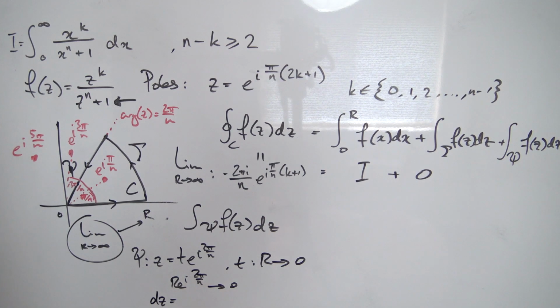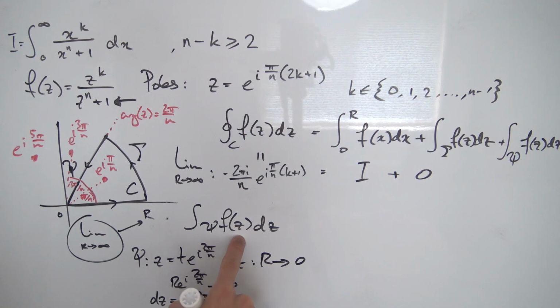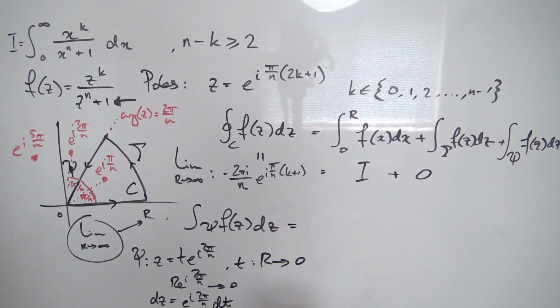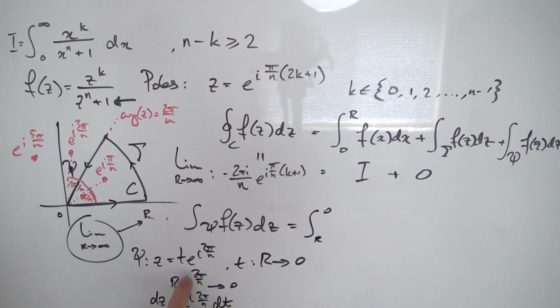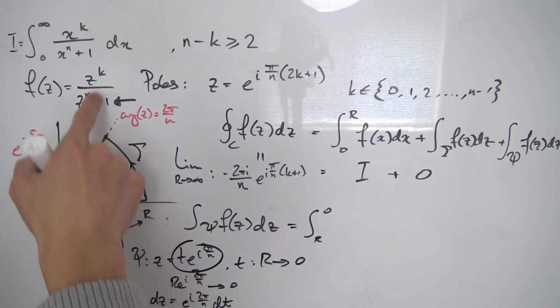Right, and then we also need to figure out the differential of this thing. So dz is just equal to, well, in terms of t, this thing's just a constant, so we're just going to be left with e to the i 2 pi over n dt. Alright, so now we can plug everything back into this integral right here. We have now the integral from R to 0 of f of z, well, f of z was this thing right here, but z is exactly t times e to the i 2 pi over n, so we'll just plug whatever this is into here.